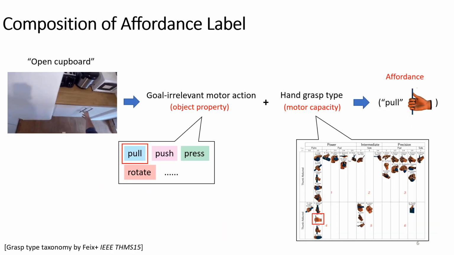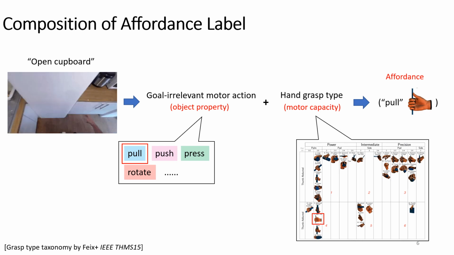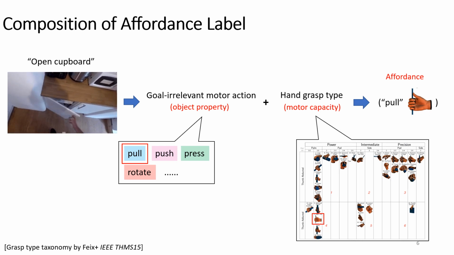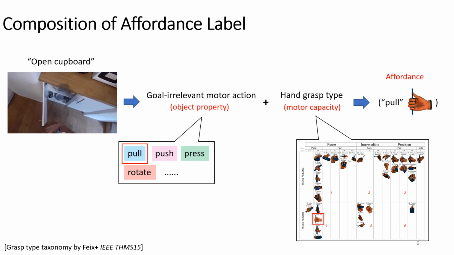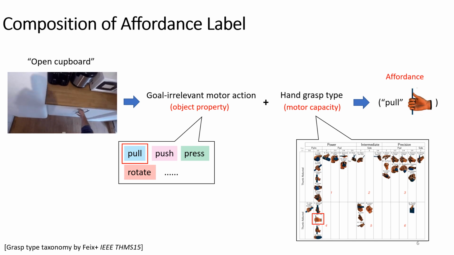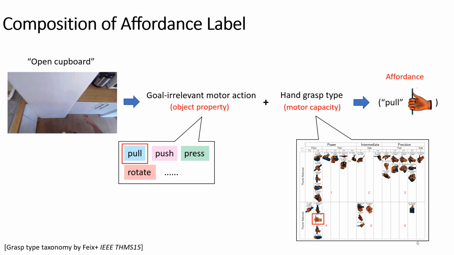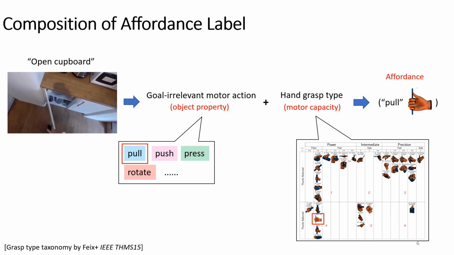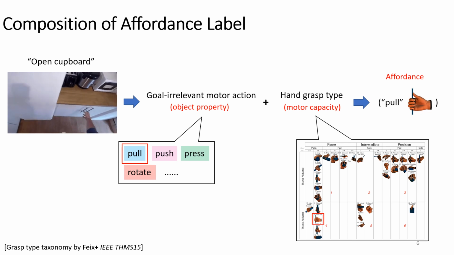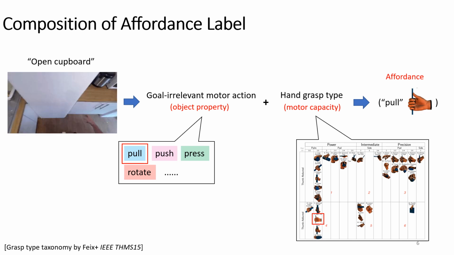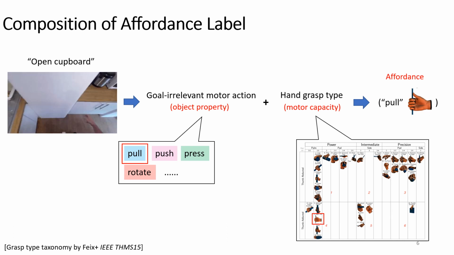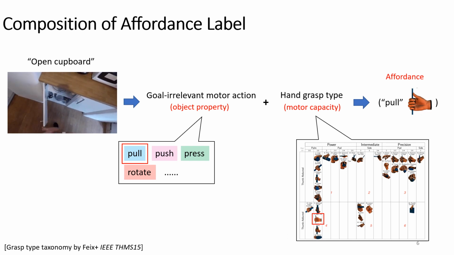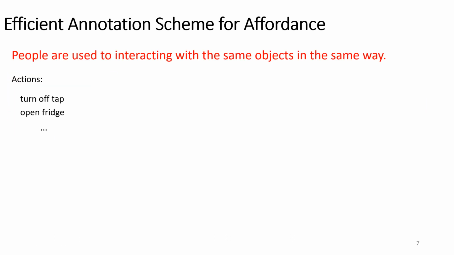As for the affordance label, we need a label that can represent object property and human motor capacity at the same time. As for object property, we use goal-irrelevant motor action labels like pull and push. These verbs denote what the objects afford. For example, pull denotes the pullable property of the cabinet, and we use hand grasp type to model human motor capacity. Here we use a 6-class grasp type taxonomy simplified from Feix's work. By combining goal-irrelevant motor action and hand grasp type together, we get our affordance label. Different from mechanical action, we need to annotate the affordance for both non-two-use actions and two-use actions.